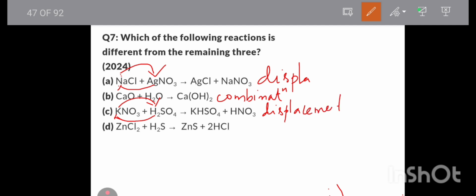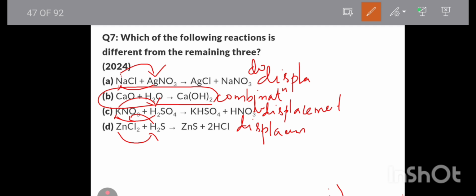Here also zinc is going in the place of hydrogen and hydrogen will be combining with chlorine. So here also displacement is taking place. Sorry, this is double displacement. Here also a double displacement reaction is taking place. So the odd one is the combination reaction, that is option B.